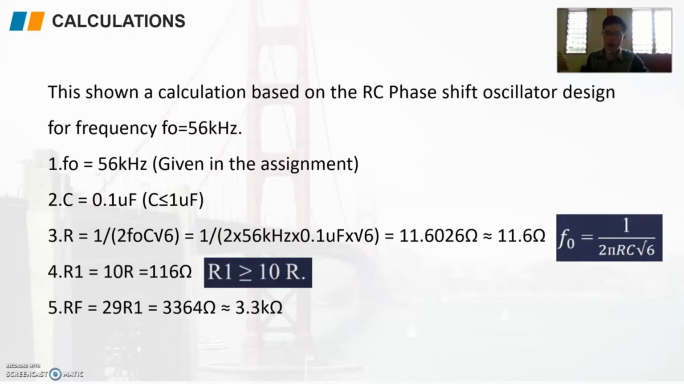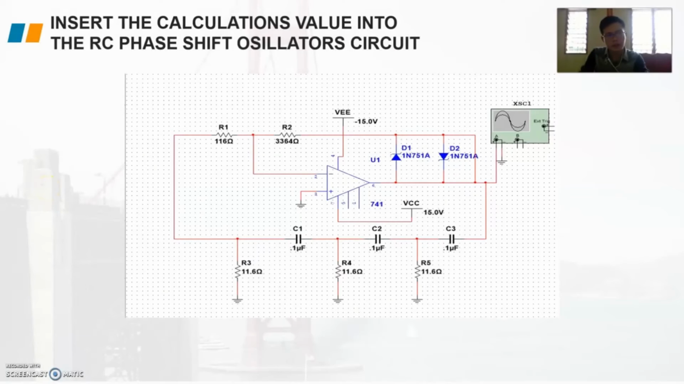So here, after calculating, Rf will be equal to 3364 ohms. So we can choose an approximate value, which is 3.3 kilo ohm. So we insert the calculated values into the RC phase shift oscillator circuit. Based on the calculation, the values of R, Rf, R1, and C are placed on the circuit.